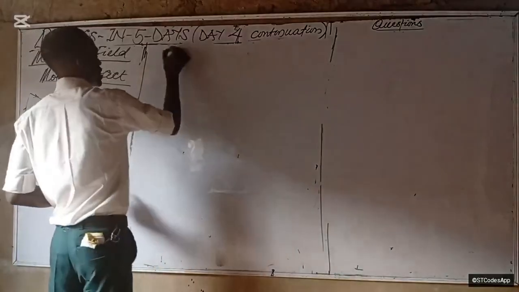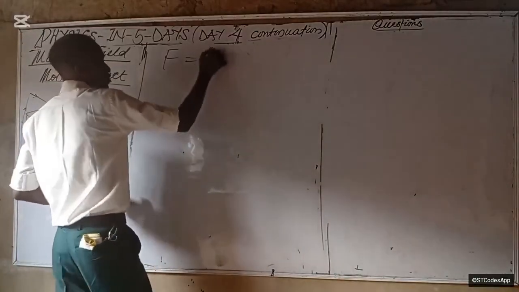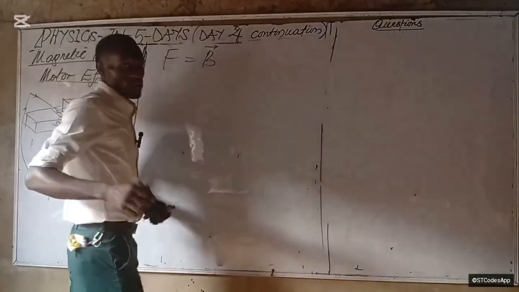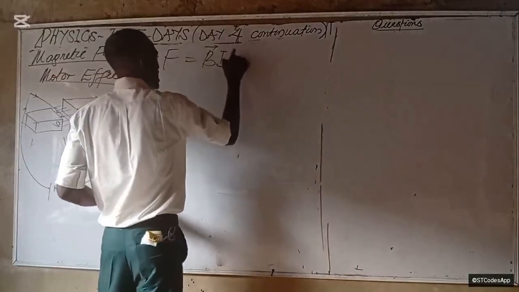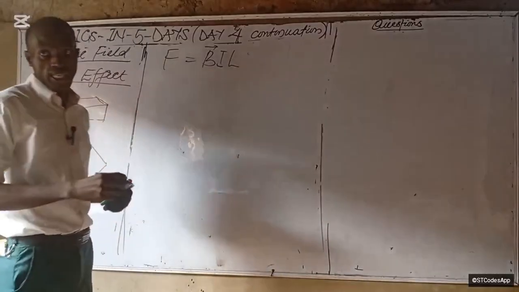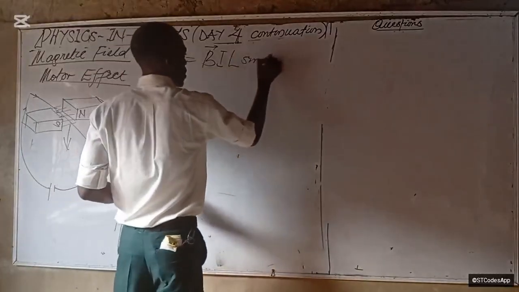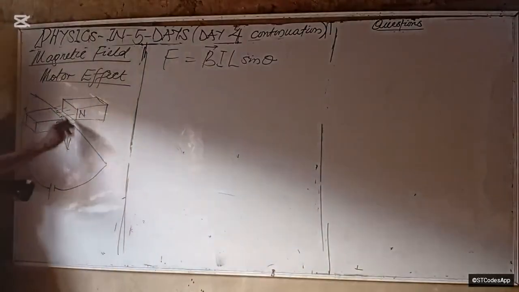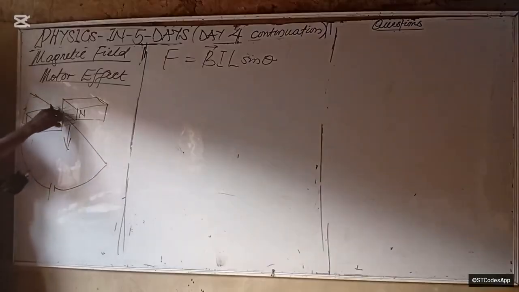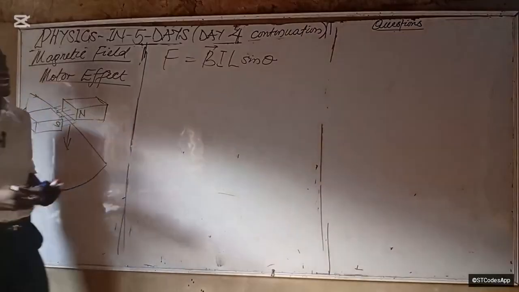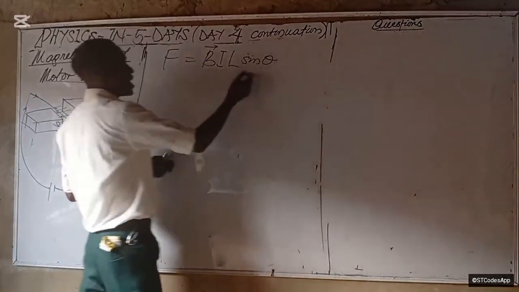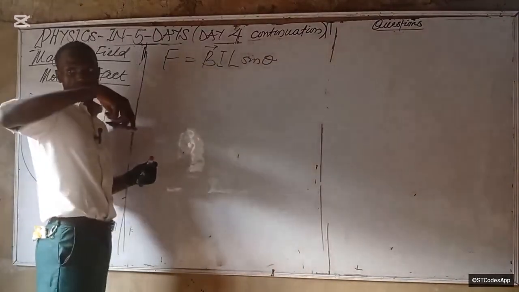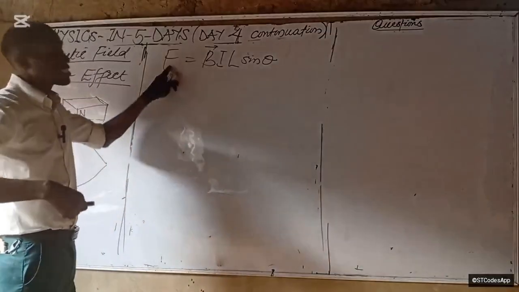Downward, yeah. And the force on the wire is directly proportional to the product of the magnetic field, the current and the length of the wire, times sine theta. Is that okay? And theta is the angle between what? The wire itself, so the length of the wire, and the magnetic field. And we said that the closer to perpendicular this wire is staying in the magnetic field, the higher the force.